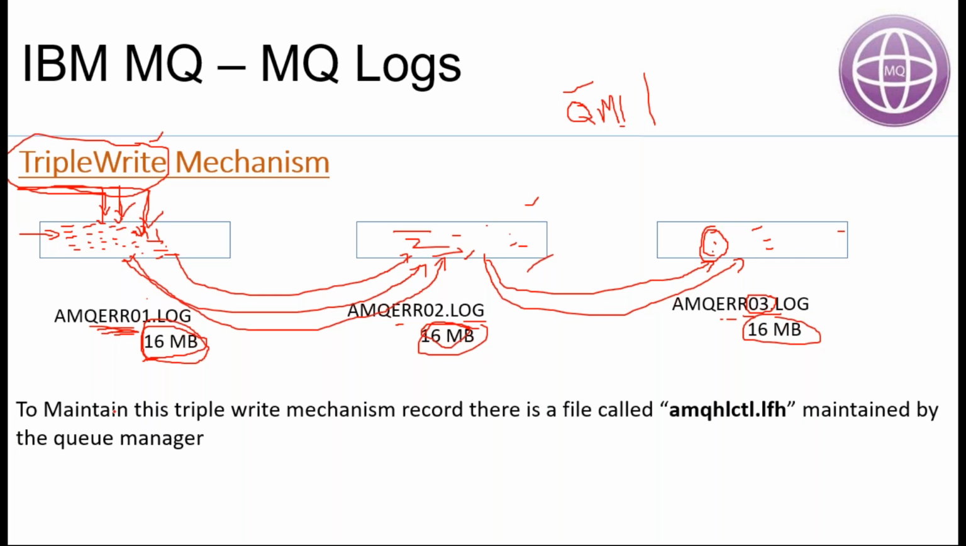Okay. Now, to maintain this triple write mechanism, there is a file called amqhlctl.lfh that is maintained by the queue manager. Whenever we create a queue manager, this file amqhlctl.lfh will be created inside the queue manager. So this file is responsible to manage the triple write mechanism. If this file gets deleted inside the queue manager, that's it. Your queue manager is corrupted. So from the backup, you have to restore this file again.